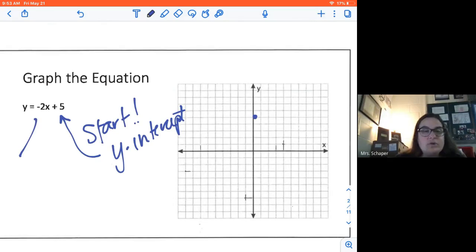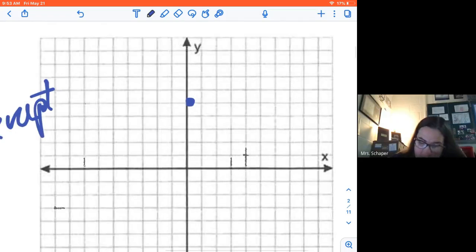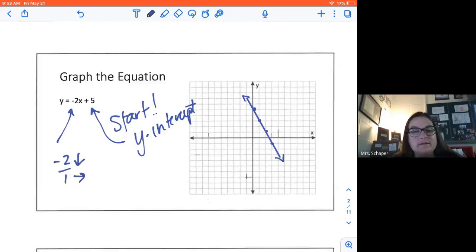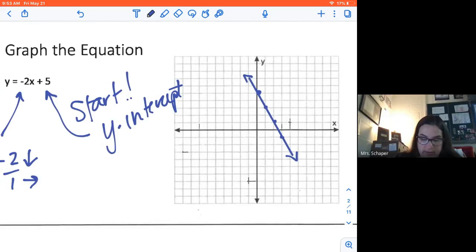The negative 2 is your slope. So we go down 2 to the right 1. And so when I'm looking at this, I'm going to go down 2 to the right 1, down 2 to the right 1. And now I can graph it. Okay, so we're pulling back our information with slope-intercept form. Let's try another one.